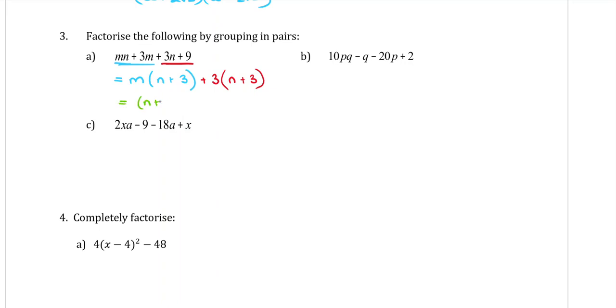So n plus 3 is the common factor, and the m and the plus 3 from the front of those brackets, they go into a second bracket of their own.